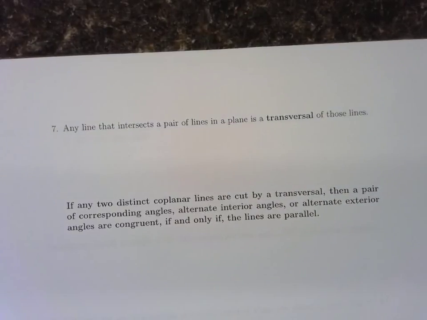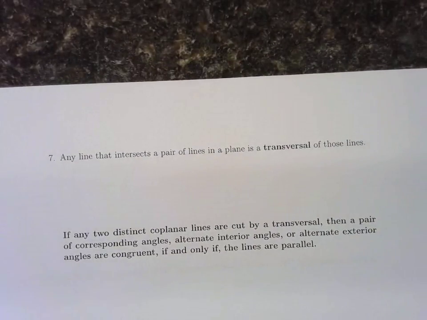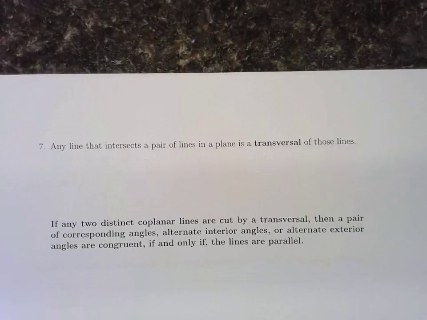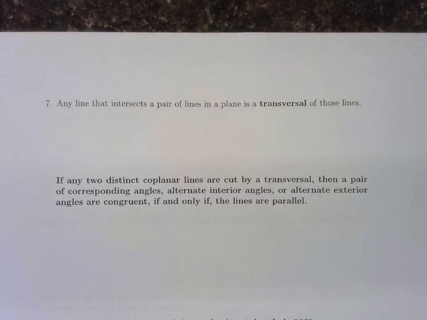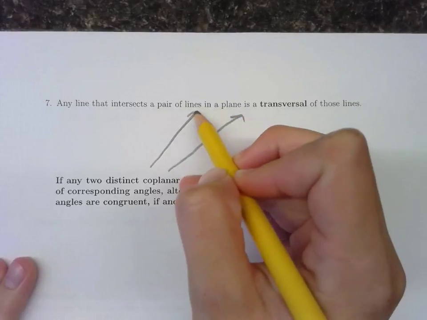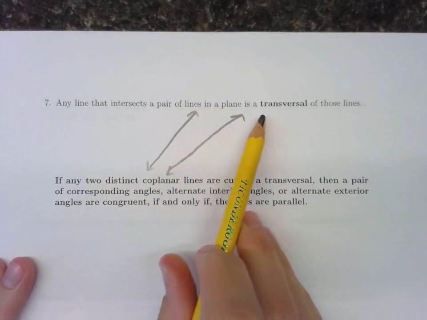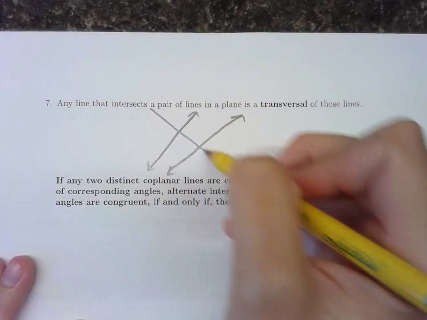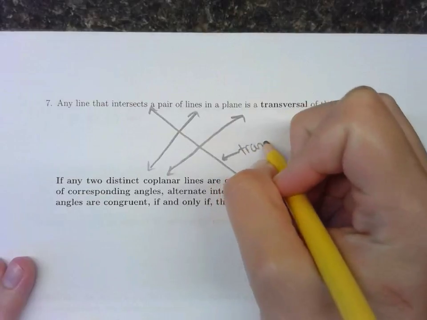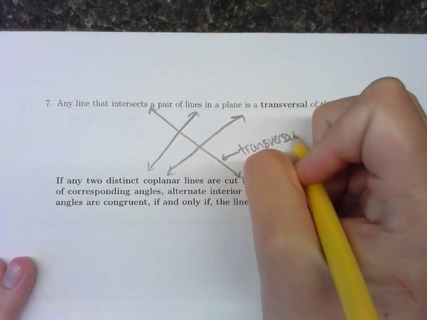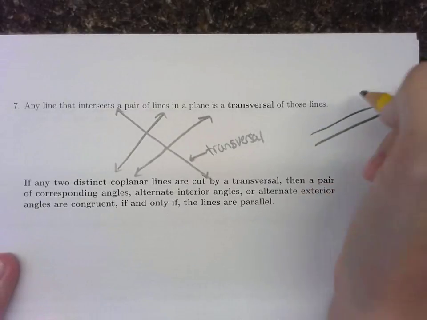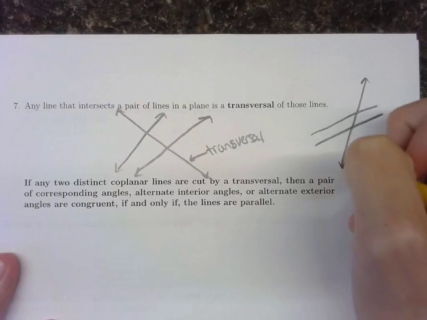Top of page 7. It says any line that intersects a pair of lines in a plane is a transversal of those lines. So if you have 2 lines, I'll just randomly draw 2 lines in a plane, and then you take a line and intersect both of those lines, this line here is called a transversal. Transversals are very important when the original 2 lines are parallel.